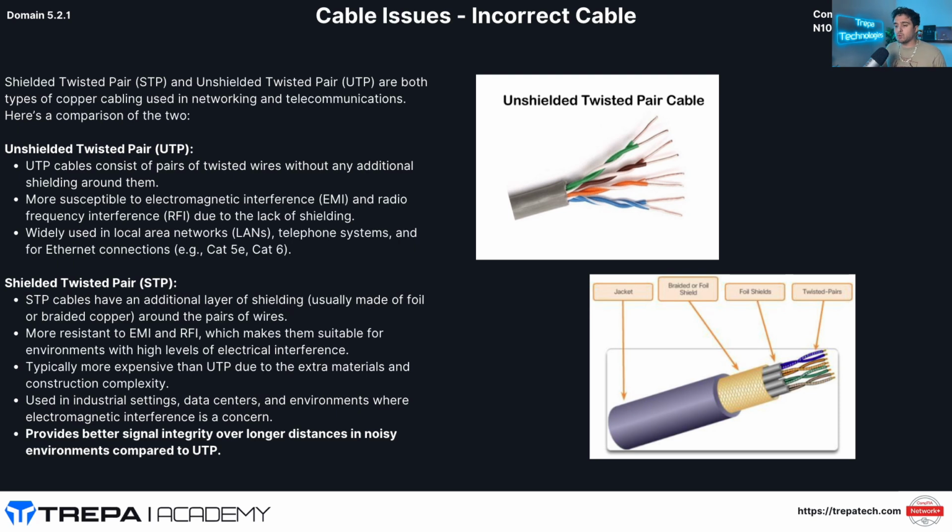So all things equal, if we're just running it across a field, UTP and STP have the same distance. It's going to be that 100 meters. But again, like I said, if we're running it through an industrial area where we know there's a lot of potential interference, shielded twisted pair is going to be what we want to use. And in a lot of environments, that's kind of like the compliance thing, where we use shielded twisted pair because of that reason, and because of possible things like crosstalk, which we'll get into.